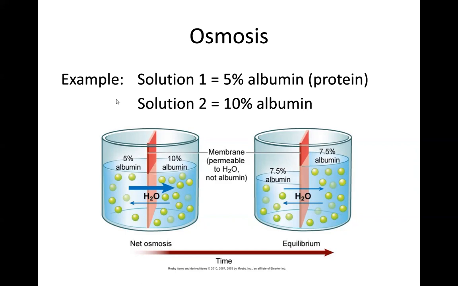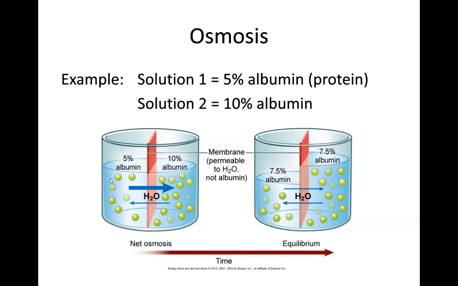Albumin's a protein, whereas solution 2 has 10% albumin, a lot more albumin. Now, looking at just the figure without reading anything, you probably would assume that this jar is solution 1, and the one on the right would be solution 2. That's not actually the case. It's the same jar, just here is at the beginning of the experiment, and then after time, doesn't really matter how long that is.